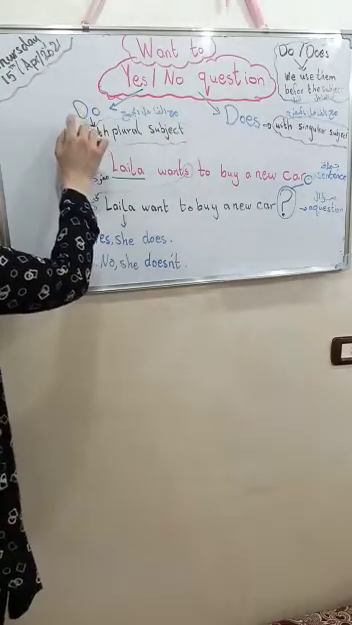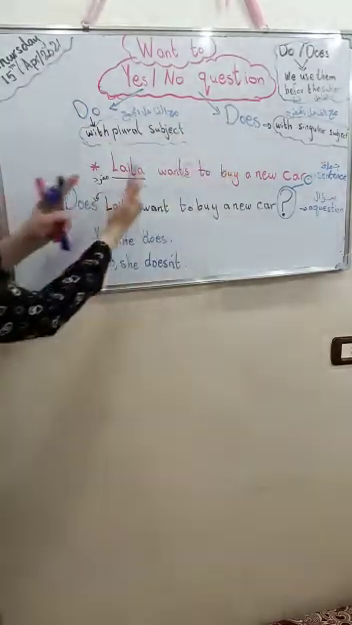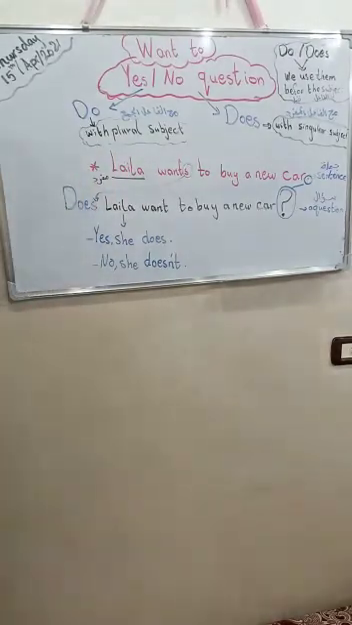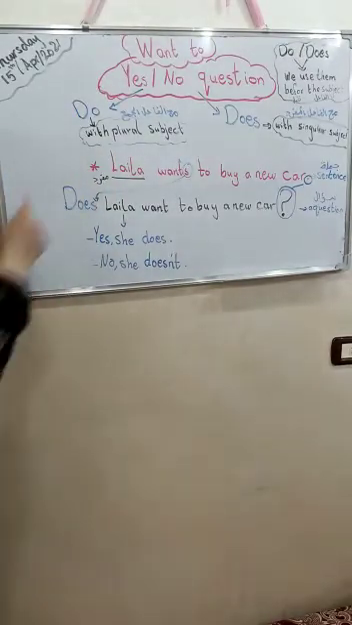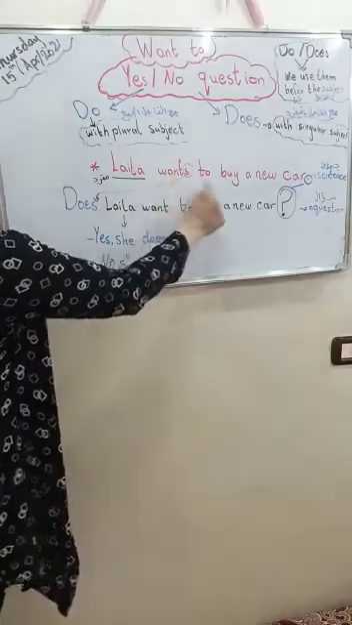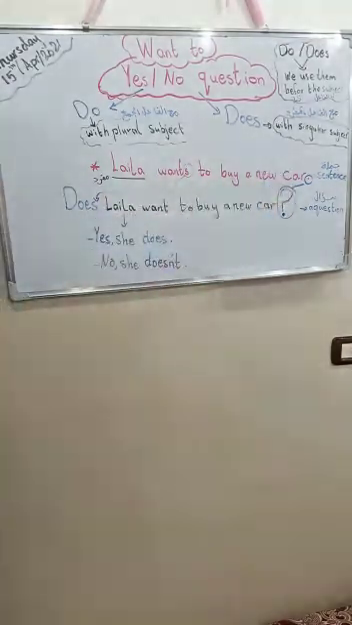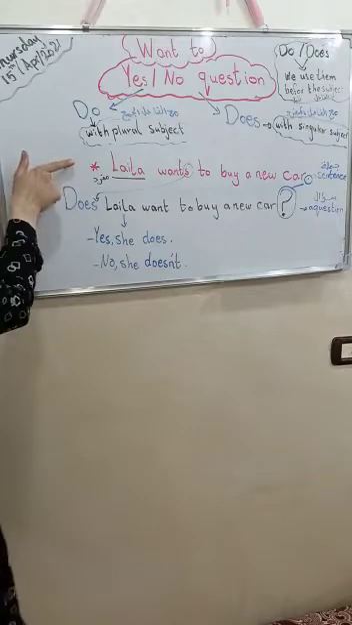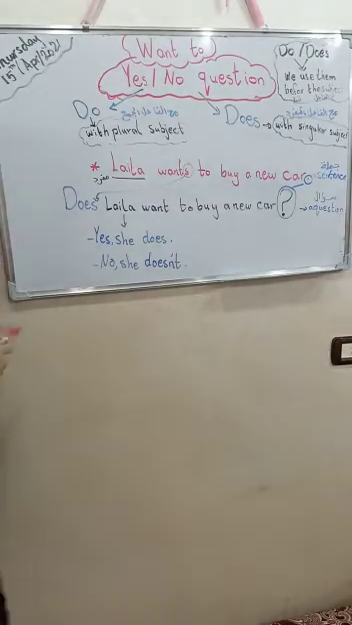And do and does, we use them before the subject. قبل الفاعل مكانهم. وين مكانهم يا ثالث؟ قبل الفاعل مباشرة. تمام؟ Look at this sentence. ليلى wants to buy a new car. This is an affirmative sentence. هاي جملة مالها مثبتة. I want to change it into a yes or no question.